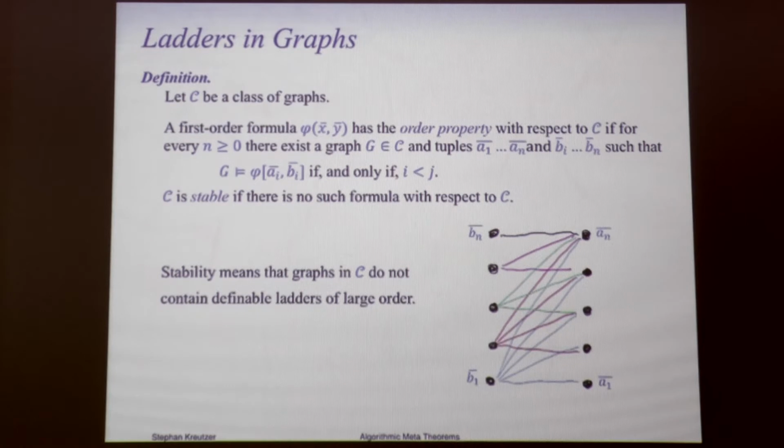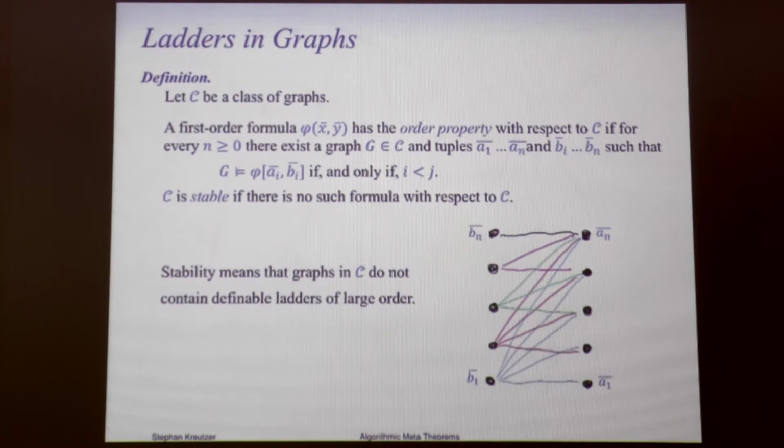In the same way, of course, you can take a first order formula that has two sets of free variables x bar and y bar, and then you can just take every tuple for interpretation of x bar as an element and every one for y bar, and then it defines an edge relation on these tuples. And this is what you see in this picture.